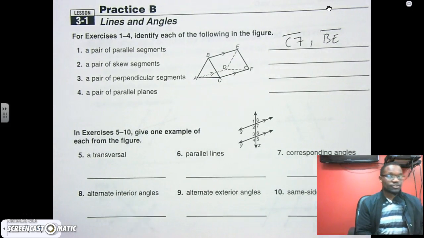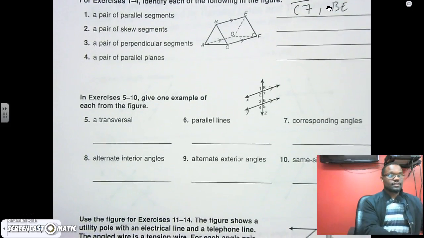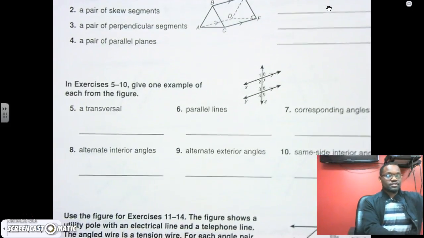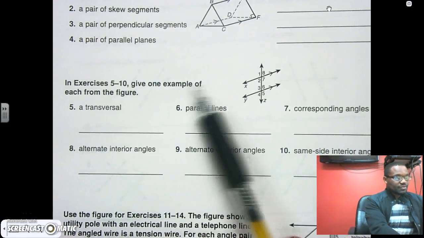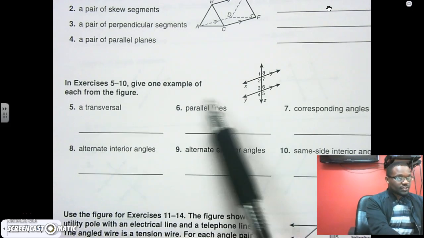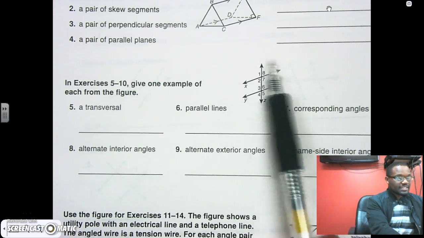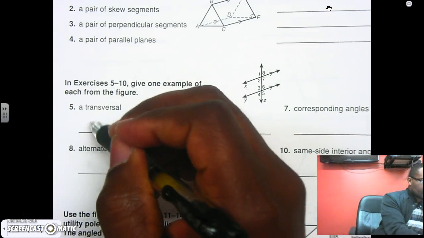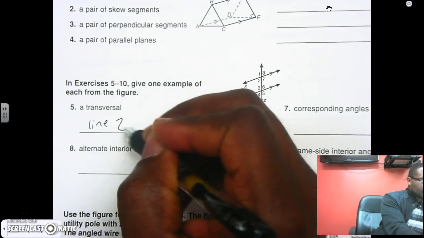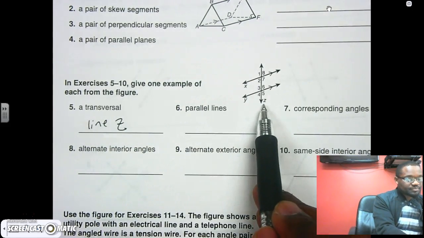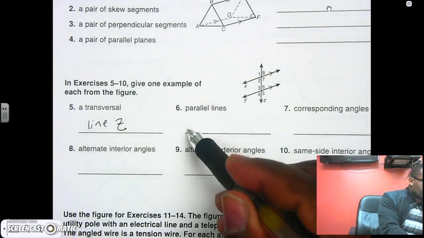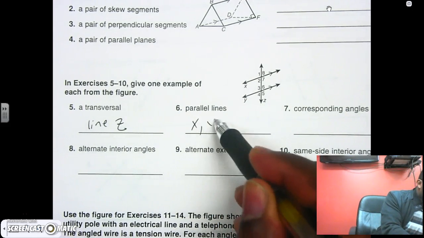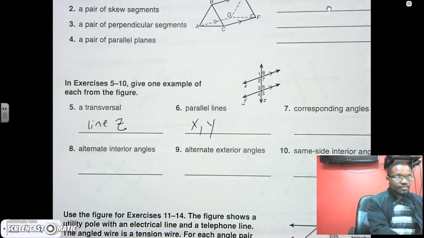But let's get down to what I really want to work on. If you've got questions about that other stuff, we can talk about it in class. They want us to give an example from the figure. What's a transversal here? The transversal in this particular picture is line Z. See that? Line Z right here? That's the transversal. Parallel lines are lines X and Y. Lines X and Y are the parallel lines.